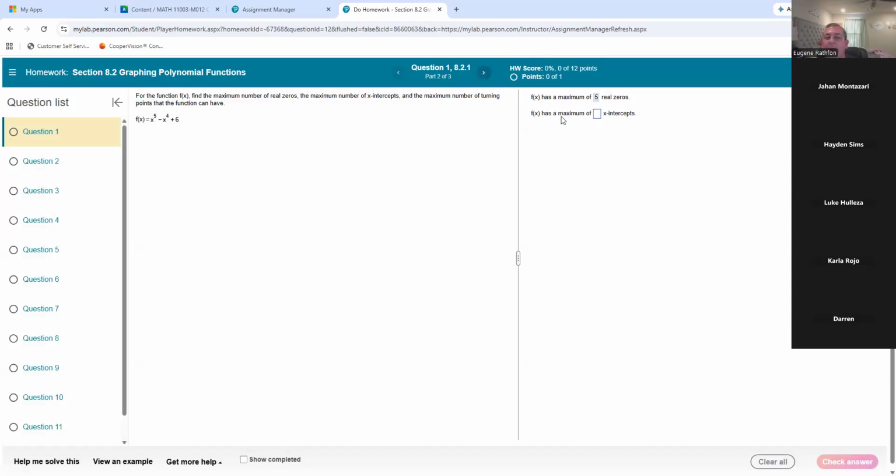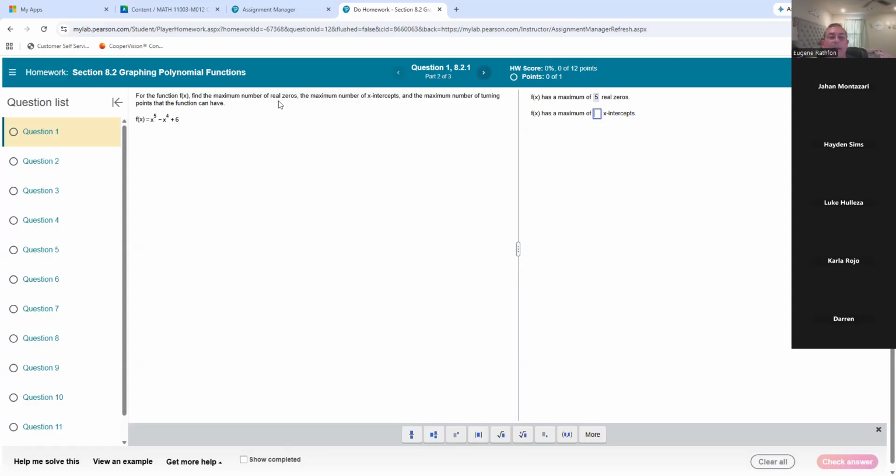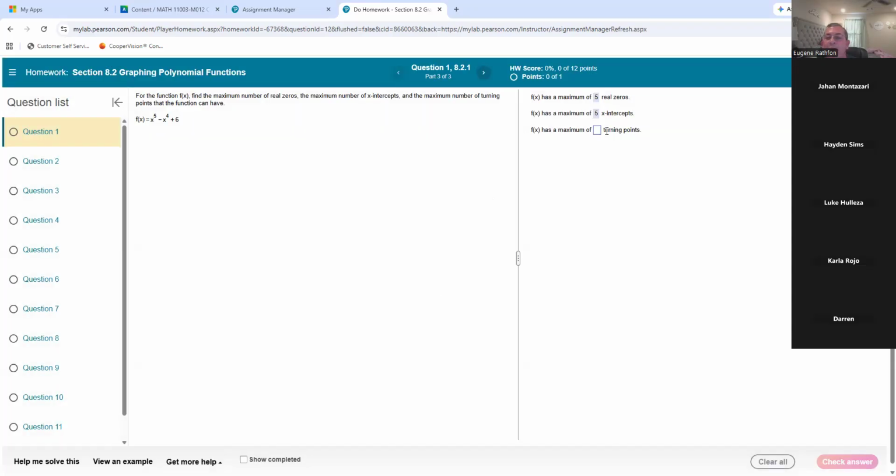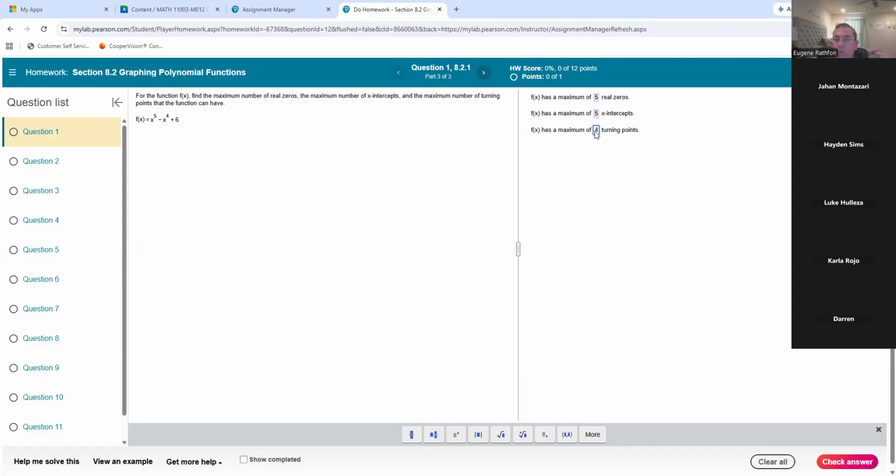Then it's going to come up here and ask for the maximum number of x-intercepts. Well, remember, we said that the x-intercepts and the real zeros are both equal to the degree. So this one would be 5. Then you would check that answer. And it wants the maximum number of turning points. Well, we said that was the degree minus 1. So 5 minus 1 would give me 4 maximum turning points. And y'all, all these answers came from that highest exponent.